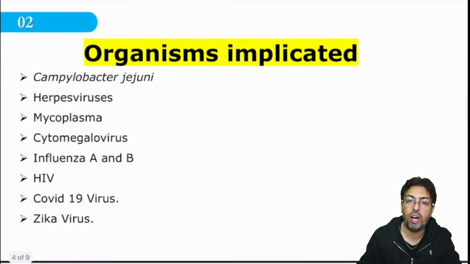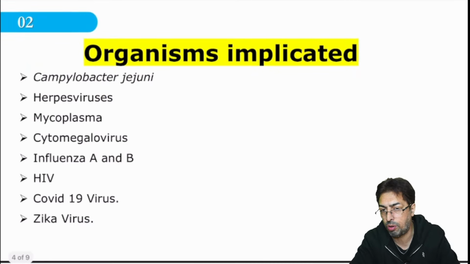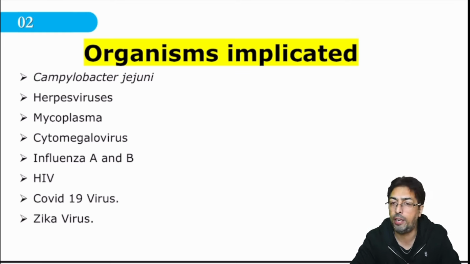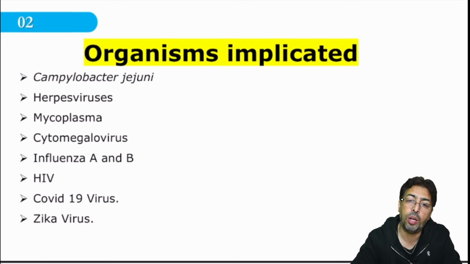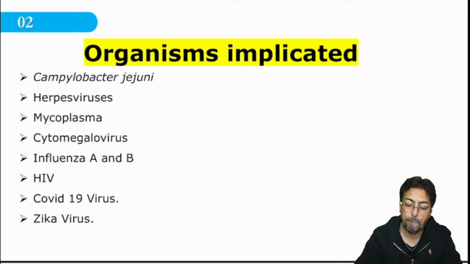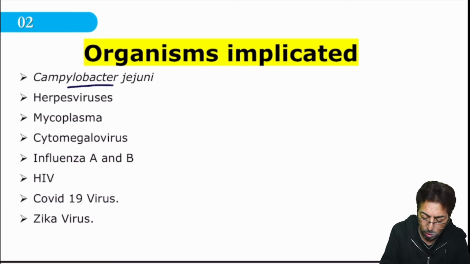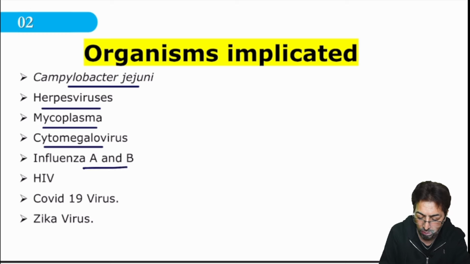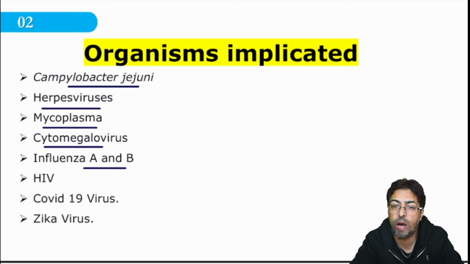Now, as far as the organisms are concerned, from the knowledge of your microbiology, you can be asked this clinical scenario in microbiology as well as medicine: what are the various important pathogens, microbial organisms, which are associated with Guillain-Barré syndrome? You have to remember classically, previously it was asked, you will see an association of Campylobacter jejuni. Important. The herpes virus, the mycoplasma, the CMV, and the influenza A and B viruses as well.